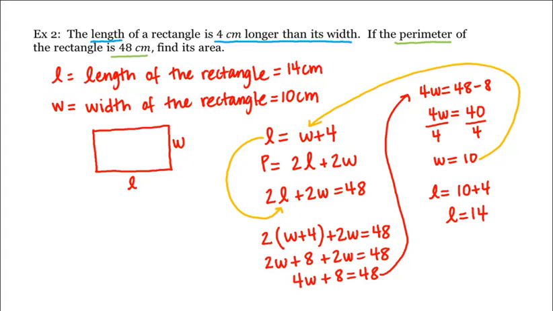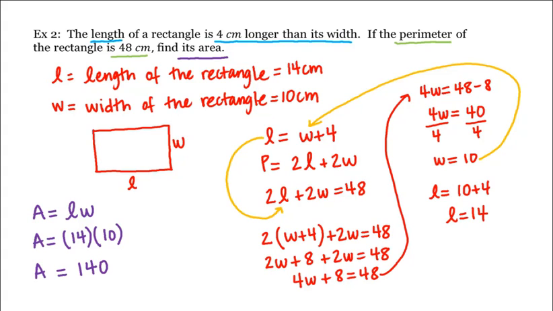Remember, we're looking for the area of the rectangle. Again, we'll use the formula that area is equal to length times width, where area is equal to 14 times 10, or area is equal to 140 square centimeters.